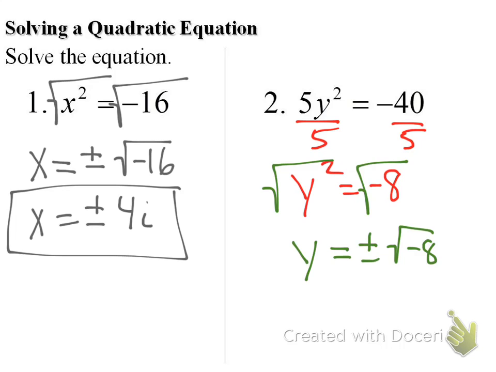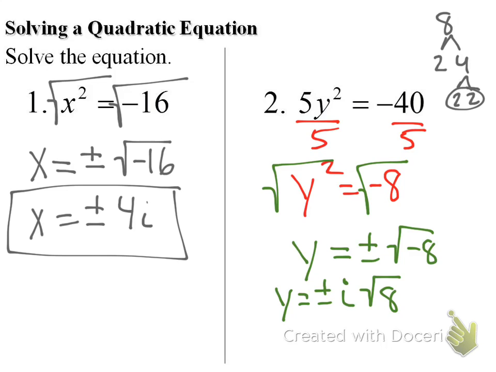This one's kind of tricky. I know I'm going to have an i, right? So let me just take care of that right now. So this is going to be plus or minus i square root 8. I just took the negative sign out because I know that's going to give me the i. Now how do you find the square root of 8? Factor tree. So this is going to be 2 and 4, 2 and 2. So I'll have a 2 out front.